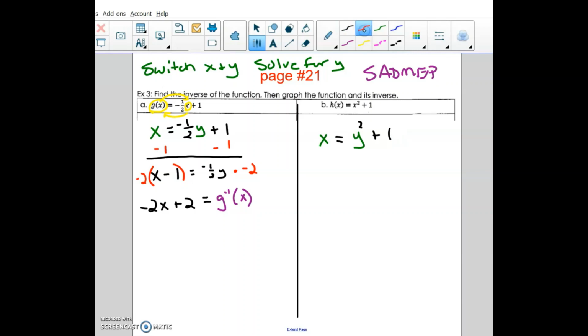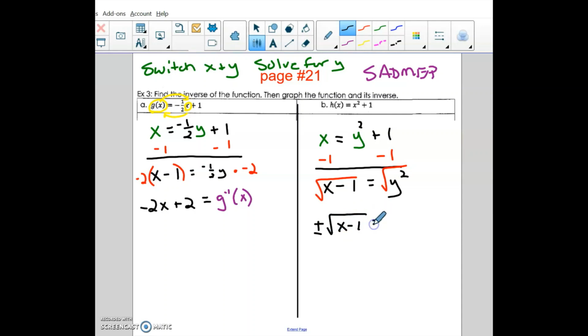Use SADMAP to solve. Subtract 1. x minus 1 equals y squared. Take the square root. Plus or minus the square root of x minus 1 equals, this is an h function, so h negative 1 of x.